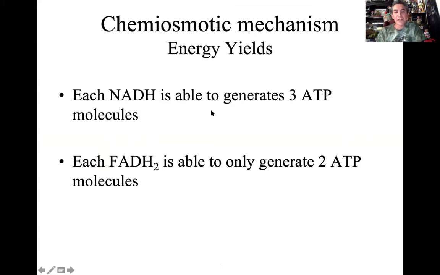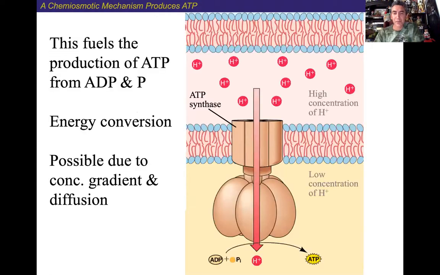Each NADH is able to generate about 3 ATPs per molecule. So for every 1 NADH, if everything works correctly, it should generate 3 ATPs at the end through ATP synthase. Each FADH2 is only able to generate 2 ATPs per molecule. So not as efficient, but still ATPs. But again, we're going to come back to those numbers here. Forward again, forward.